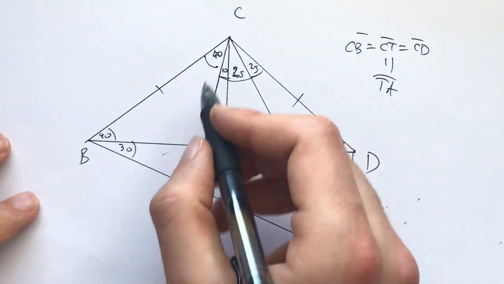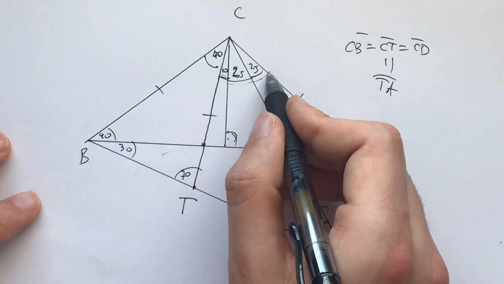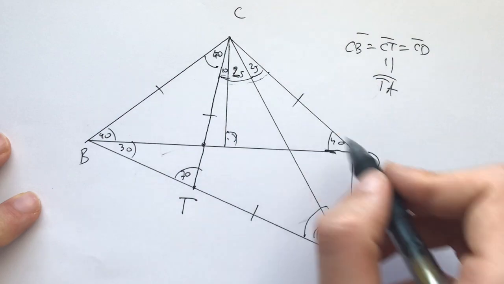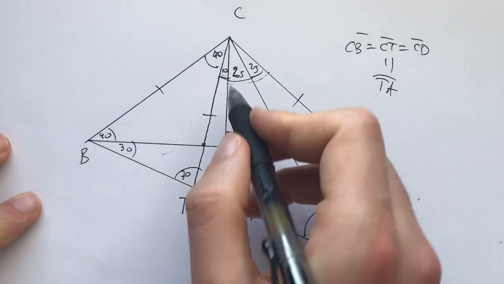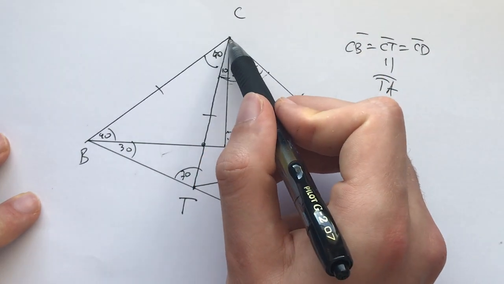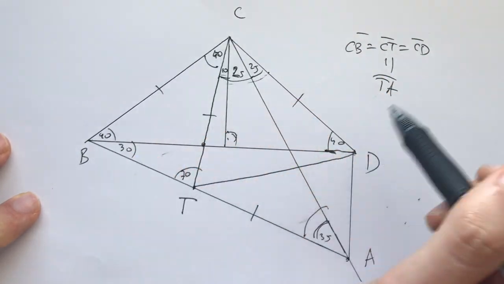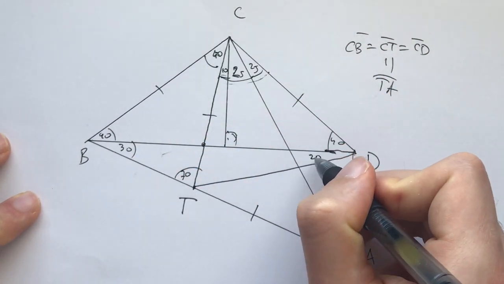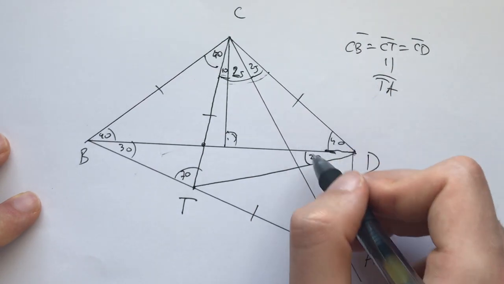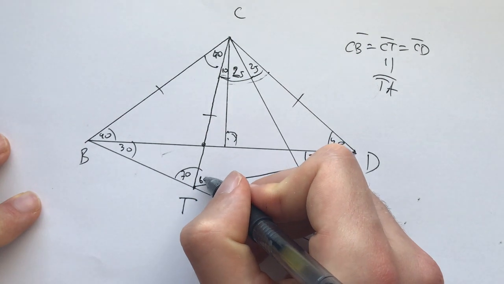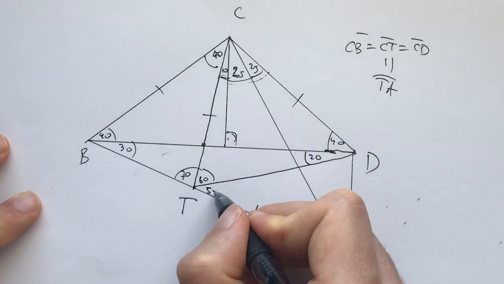Here's the next thing you notice. This thing right here is 60. This is equal to this, which means that we can get it from many ways. We can get that C is the circumcenter of BTD. So this angle right here is 20, which makes this 20 plus 40, 60, which makes this 60, and also makes this angle right here 50.